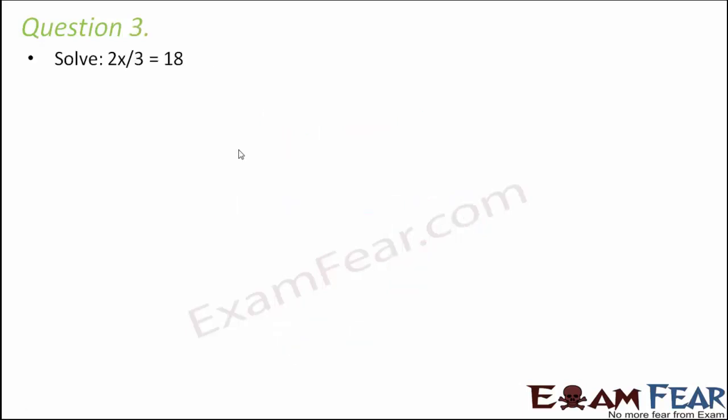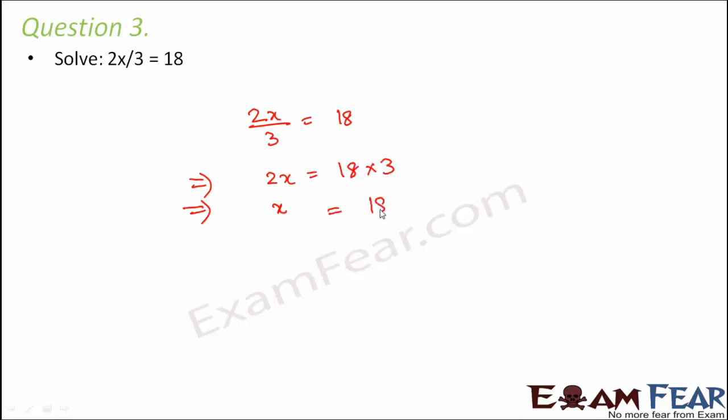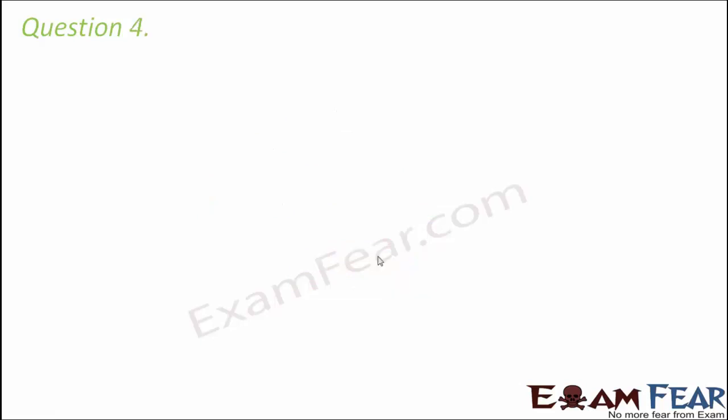Question number 3, solve 2x by 3 is equal to 18. So 2x by 3 equals 18. So here again, let's try to move the constants one by one. So 1 by 3, when it goes this side, it becomes into 3. Similarly, if 2 from here goes to the other side, it goes to the denominator. So this would be 2 9s are 18, 9 3s are 27. So x equal to 27 would be a solution for this equation.